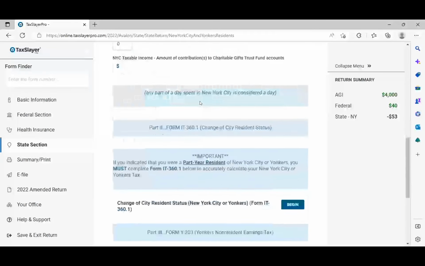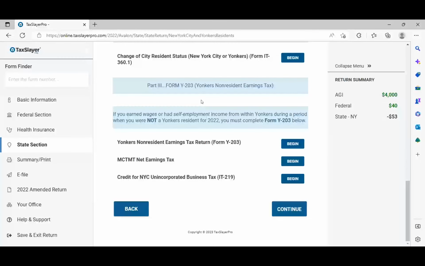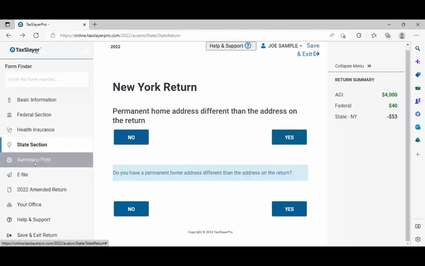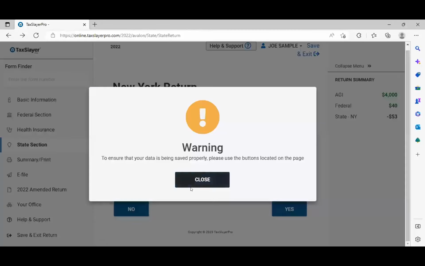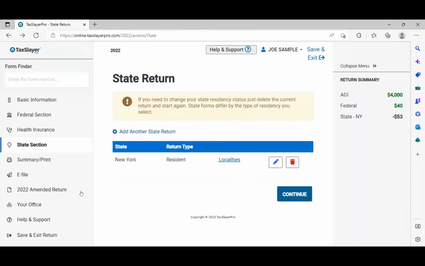Okay, what else do we have here? Let's see if there's anything else. That's what we're talking about at the moment. Let's try to hit continue. Let's see what happens there. It takes us back there. Okay. What do we do? Summary print. Let's go to summary print.